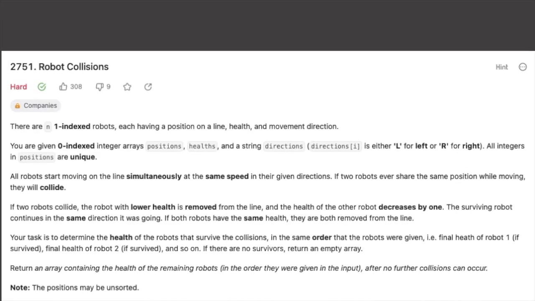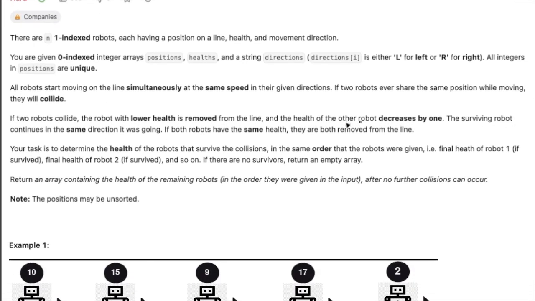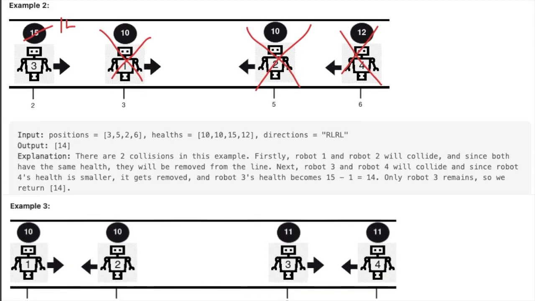However, as we already mentioned, if it survived, it still has to decrease its health by 1. So that's why we are having this 14, and that's why the answer here is 14.